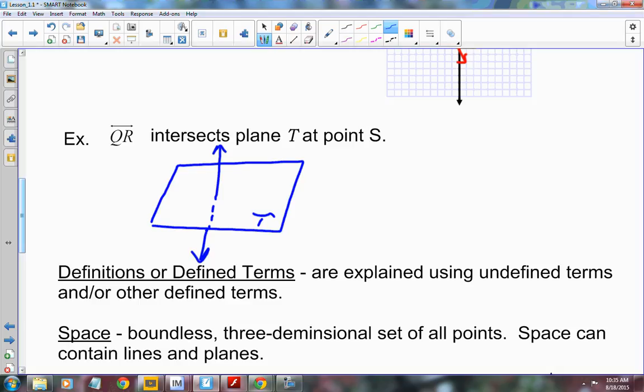So you go here, and it intersects here at point S, and then this is line QR, so I need to put a Q on there somewhere, and an R on there somewhere. So now I have line QR intersects plane T at point S. And one thing I want to encourage you to do is read what the description is, draw a picture, and then reread it to make sure your picture matches. Because sometimes even I've had to redraw it because what I thought it was not necessarily the case.